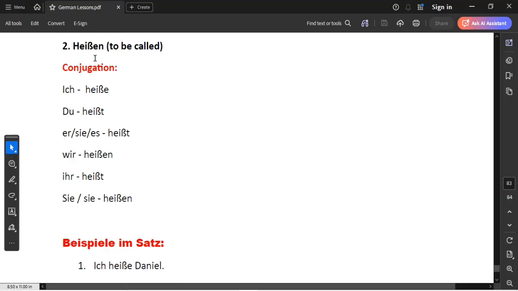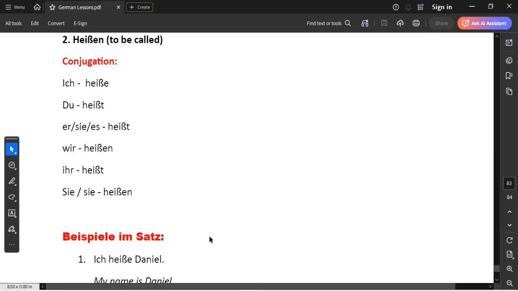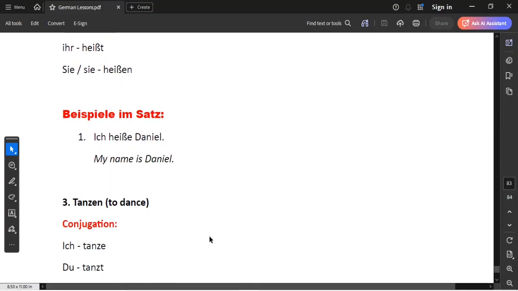Beispiel Nummer 2, we have heißen, which means to be called. As you can see, the verb stem is ending with ß, and in conjugation it will be ich heiße. Du, er/sie/es, and ihr, it will be heißt. And wir and sie, it will be heißen. So du, er/sie/es, and ihr, it will be heißt, which will be the same. Wir and sie, it will be heißen. Beispiel im Satz: Ich heiße Daniel. My name is Daniel.